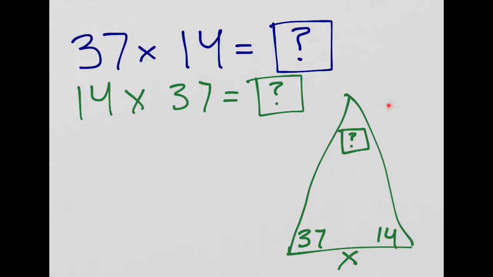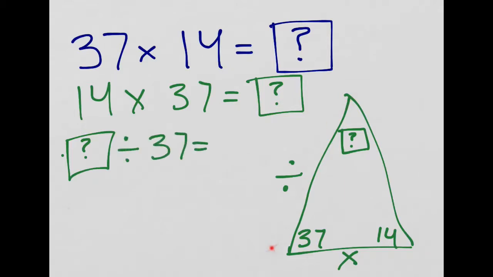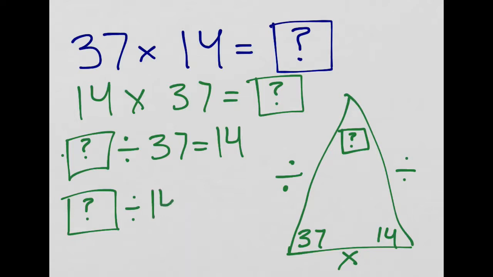So for that, we're going to start again at the top. We're going to start with that mystery number, or the total that we have. And then we're going to go down the side of the triangle to divide by one of the bottom pieces. So in this case, we can divide by 37 by going down, which gives us 14. And then we can do the same thing, but going down the opposite side. Start with that mystery number, go down the opposite side of the triangle to divide by 14, which gives us 37. So this is the triangle strategy for finding related facts.